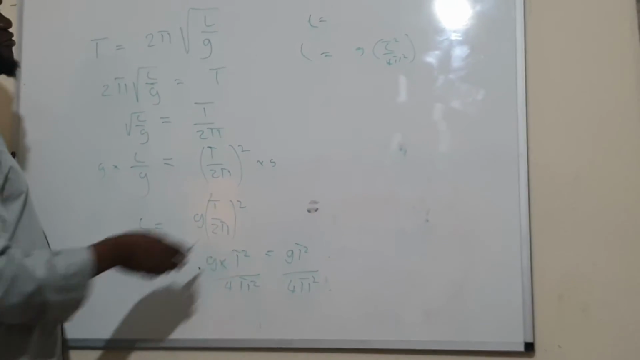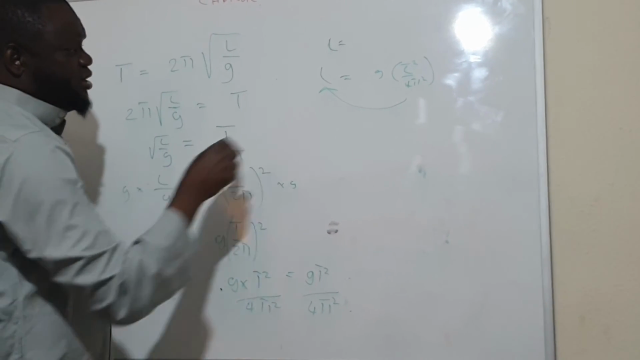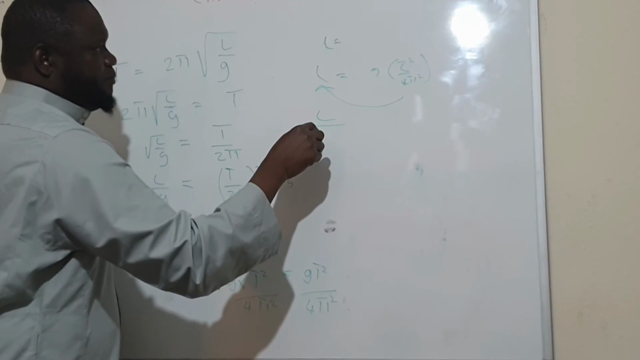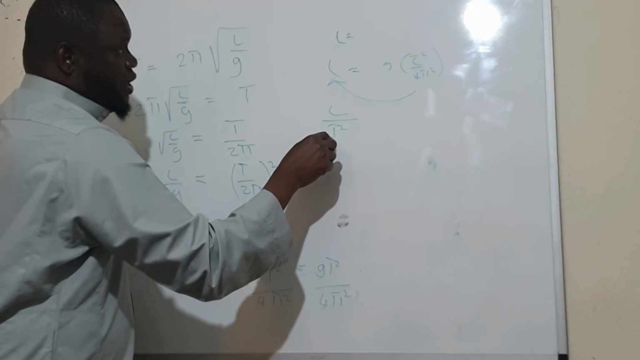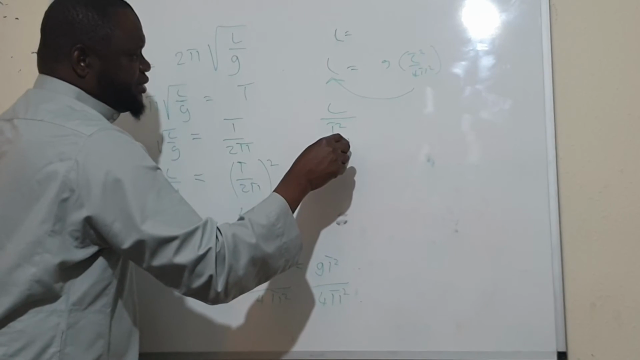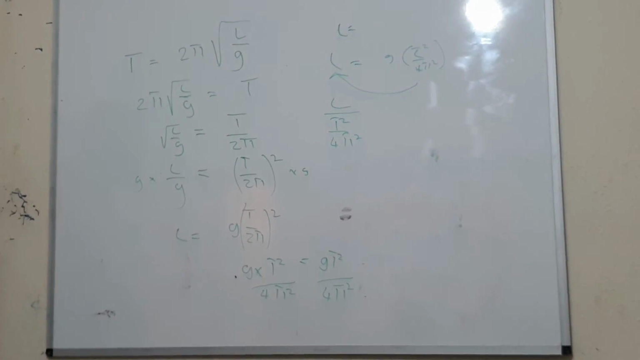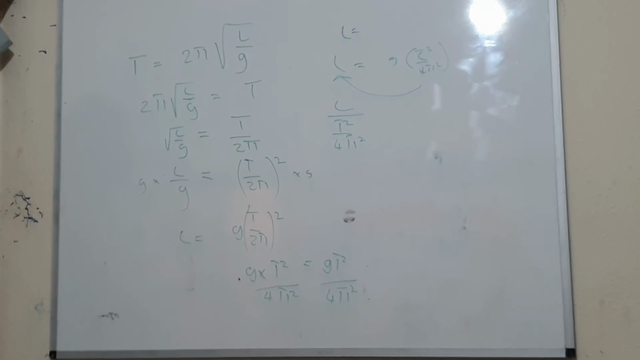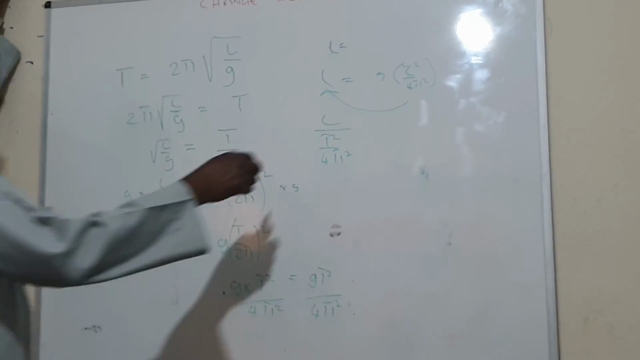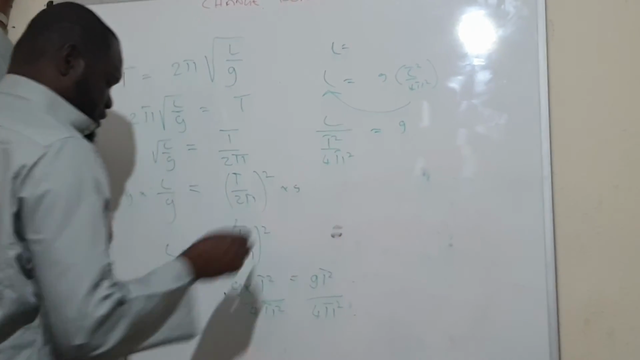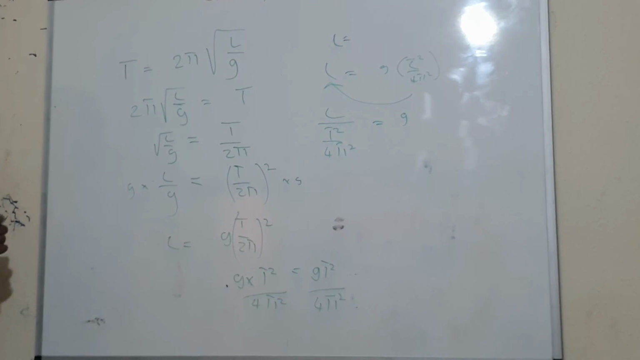What we are looking for is G. So we have to move all this to the other side to have only G on this side. So that will be L over T squared over 4 pi squared, which is equal to G. Mathematically, can you leave this like this? No. What do we do? Do you want me to help you? Try to get rid of the 4 pi squared.